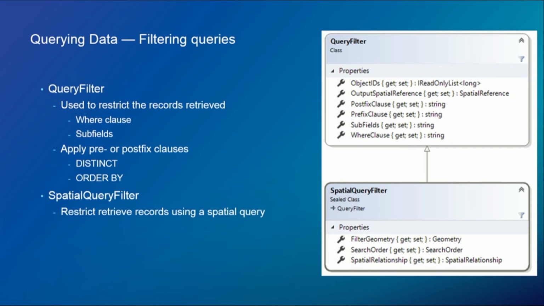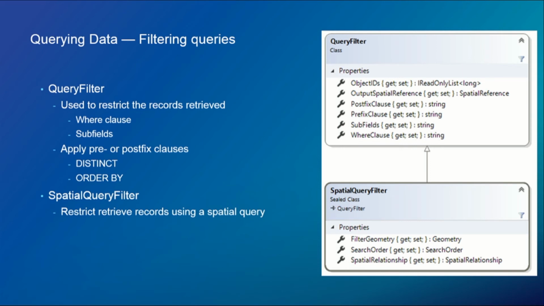Most of the time, however, you probably want to use a query filter. And a query filter allows you to restrict the data that's returned. So the most obvious one is you pass in a where clause, so give me the cities where the population is greater than 1 million, right? You can also use subfields to only return those fields that you want. So depending on what you're trying to do, that could be less data that's brought back over the wire. Also support things like distinct clauses and order by clauses and so forth.